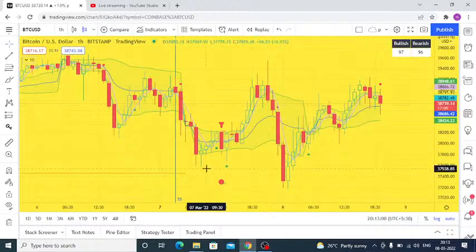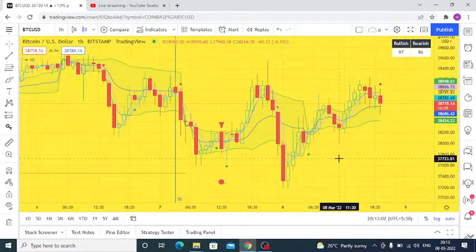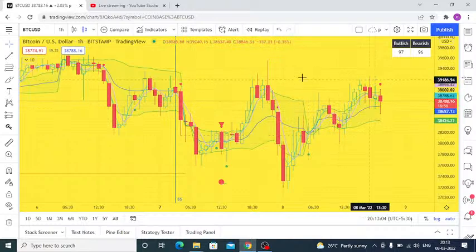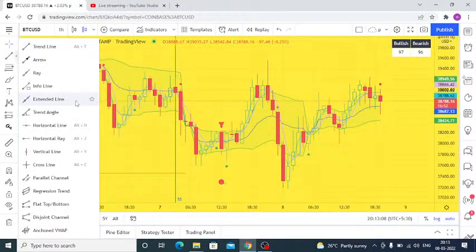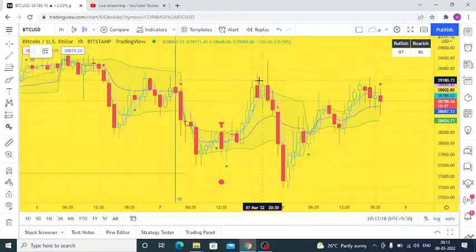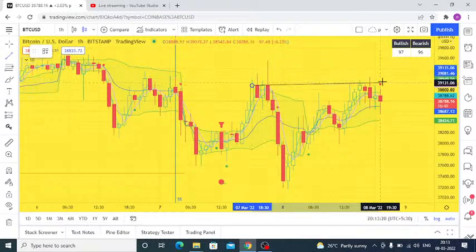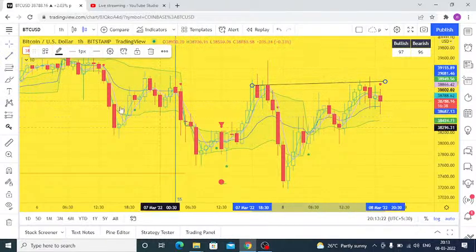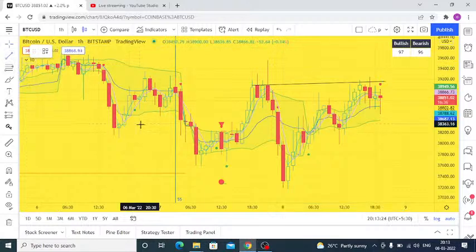But what is important is I know that the trend is a sideways trend. Here you can see how and why. You can see this market is ranging.